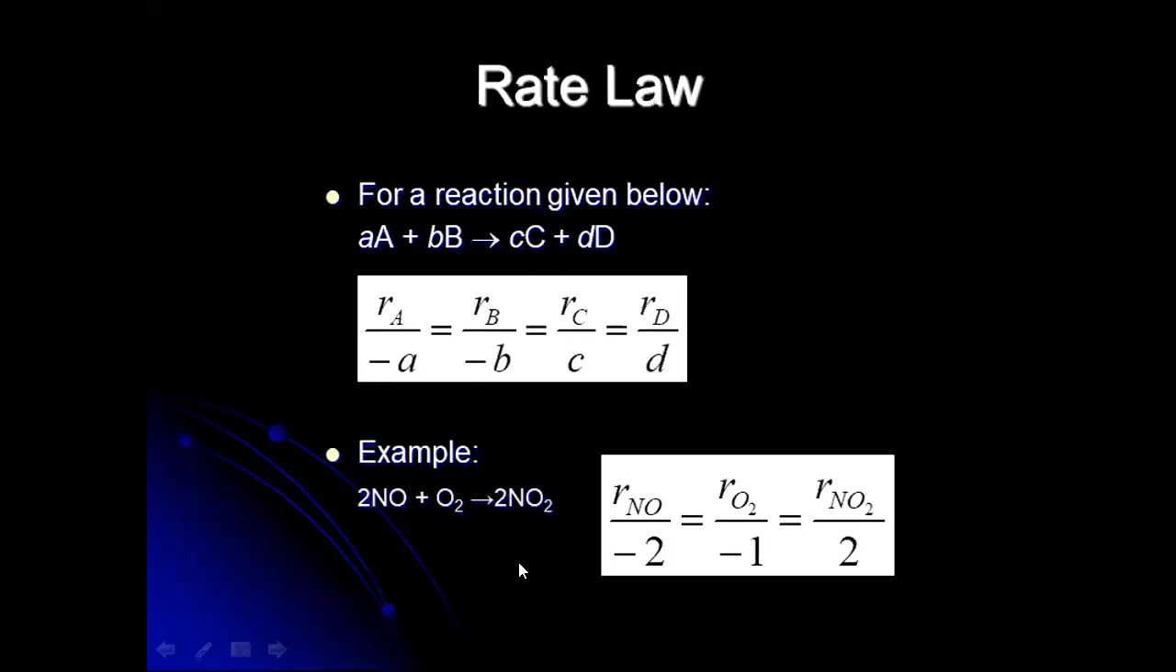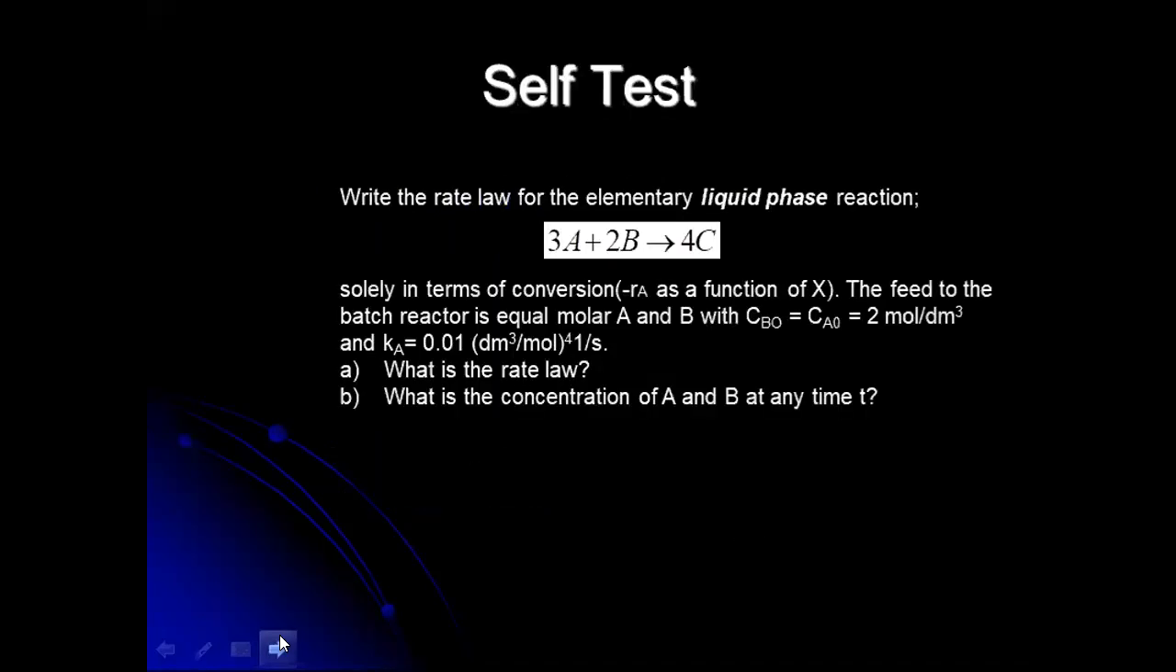So in the case of this example of the combustion of nitrogen oxide forming nitrogen dioxide, the rate of consumption of nitrogen oxide divided by 2 is equated to the rate of consumption of oxygen divided by 1, equated to the rate of formation of nitrogen dioxide divided by 2. These two are supposed to be negative again because these two are reacting species, or they are reactants. So that's the rate law.